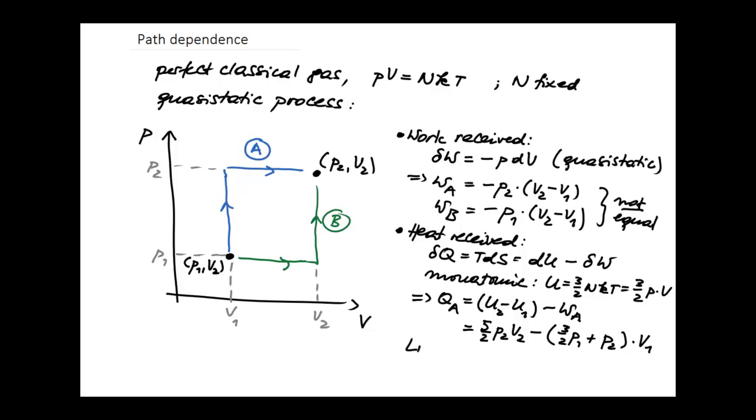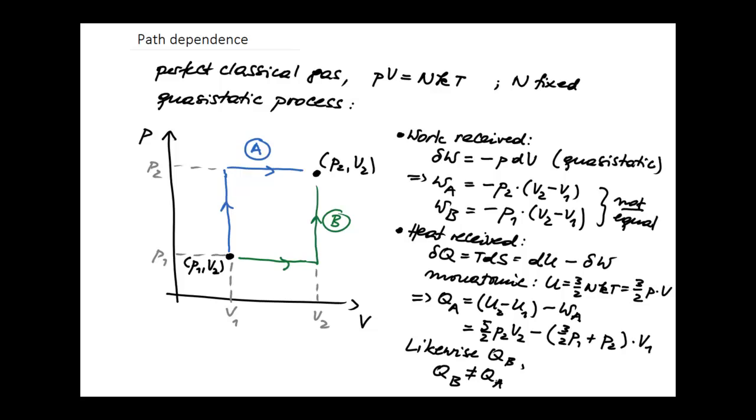And likewise, you can find a formula for the heat received along path B. And again, these are obviously not equal. So you see in this specific example, heat and work received do depend on the path that I take when I go from one state to the other.